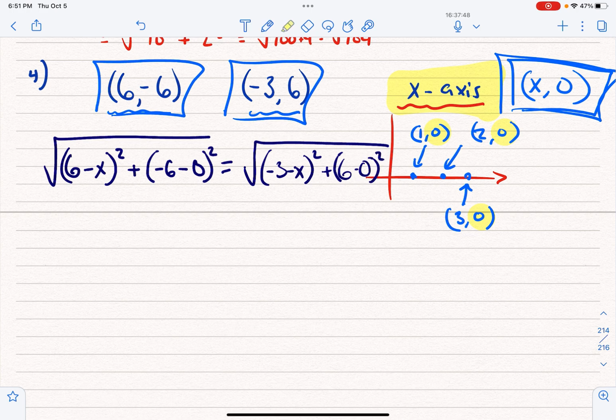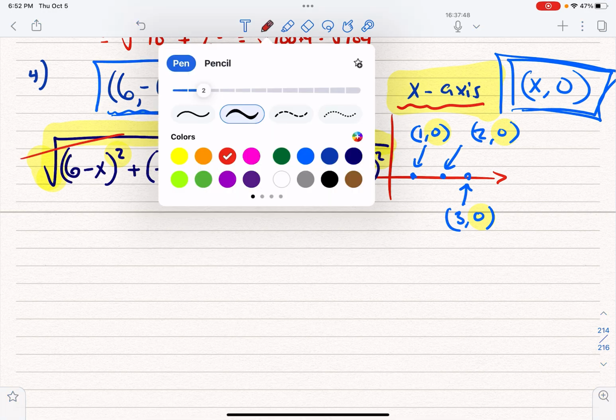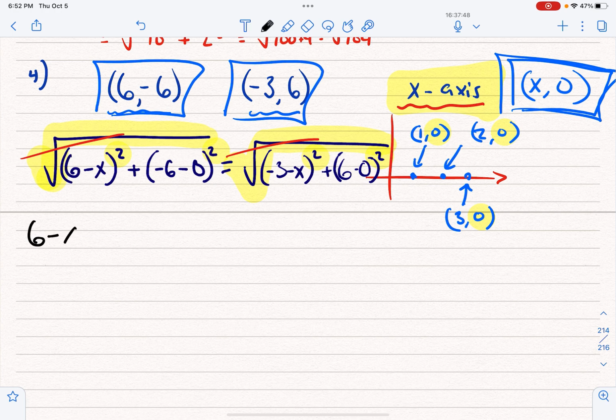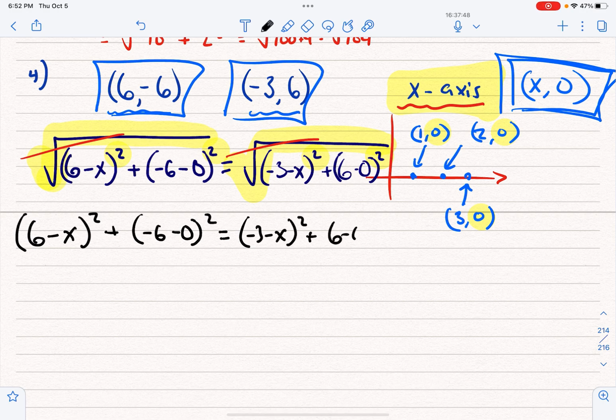Okay, now let's take a look at this. I do not get to say I can get rid of those exponents because I have this radical. Can't do that. Can't do that on this side either. But what you can do is you can square both sides. So if I square both sides of that equation, this cancels out with this, and I am then left with 6 minus x squared plus -6 minus 0 squared equals -3 minus x squared plus 6 minus 0 squared. Okay, we know that this is just going to be 6 squared and this is going to be 6 squared, so that's going to be 36.